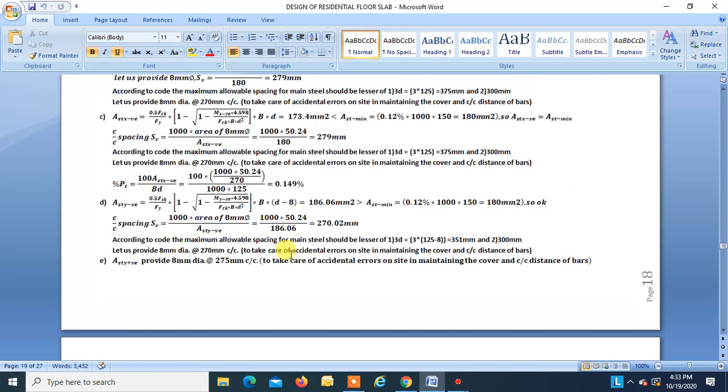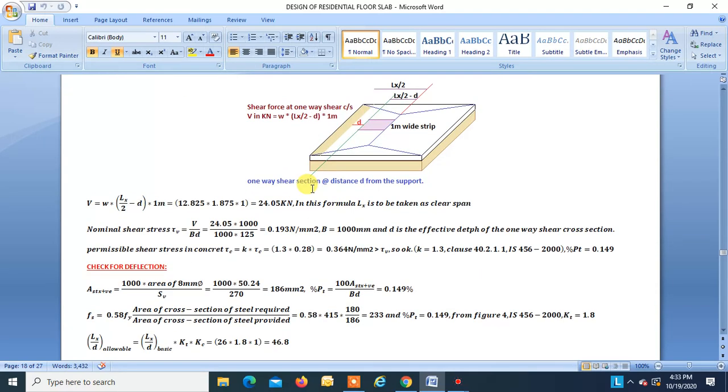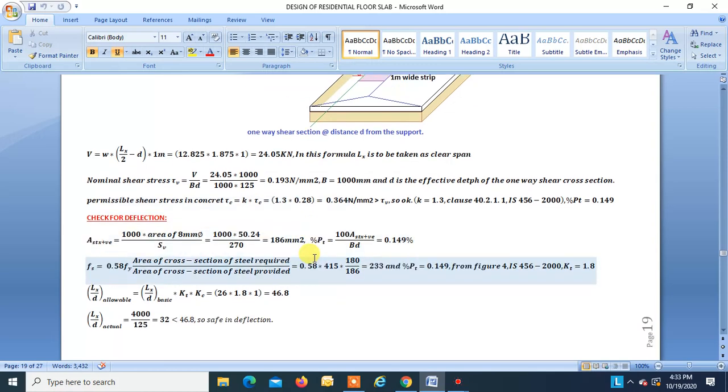And over here, PT at the support is found to be 0.149. So we will take the corresponding value of tau C for PT equal to 0.149 and FCK 20. That is 0.28. K is 1.3 as according to clause 40.2.1.1, and so this is 0.364, which is greater than tau V, so it is safe in shear.